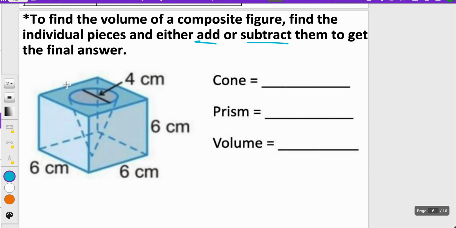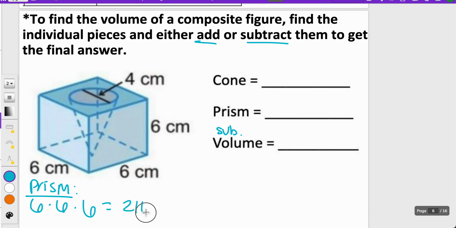Notice that we are finding a cone within a prism, so we're going to have to subtract. I'm going to just write sub here to find our volume because it's almost like the cone is taking out of the prism. I'm going to start with my prism first because that one's pretty easy. The prism is a cube, so length, width, and height are all 6. So 6 to the 3rd power is going to be 216 cubic centimeters. I'm going to write that here on my list.